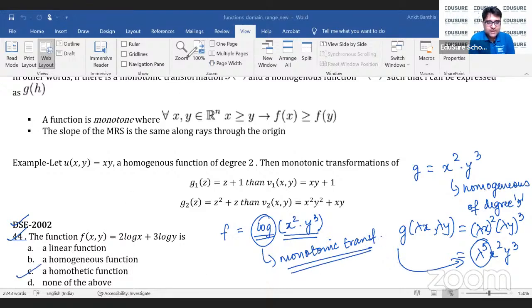Therefore homothetic. Okay. Basically, I'll get log of lambda to the power 5 into x square y cube. I'll not get f as homogeneous. F is not homogeneous because I have a log here. Log lambda to the power 5 is not a homogeneous form. It should have been lambda to the power n into log of x square y cube for it to be a homogeneous function. But it can never come in such a form. So homothetic, not homogeneous.